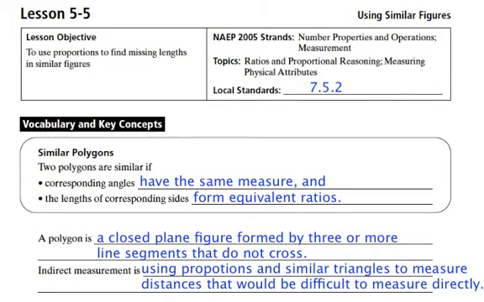Indirect measurement is using proportions and similar triangles to measure distances that would be difficult to measure directly. A good example of this is if you wanted to know how tall a tree is. It's virtually impossible to measure how tall a tree is directly, but we could use proportions and similar triangles to figure it out. And you better believe if you're cutting a tree down and it could fall on your house, on cars, or on electric lines, you better know how tall that tree is before you cut it down.